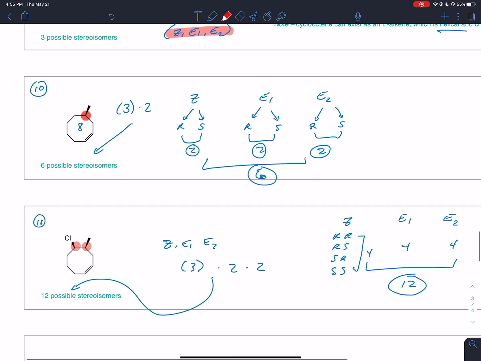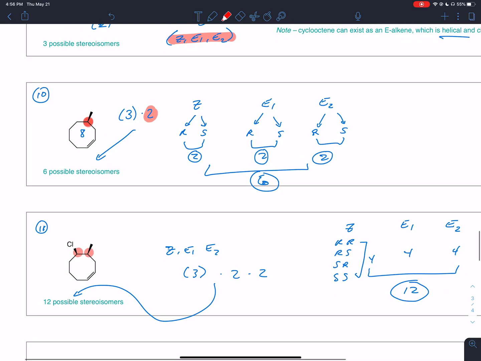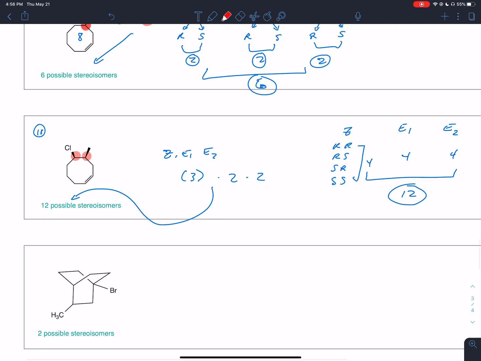If you then think about substituting that cyclooctene molecule with asymmetric centers, meaning we've added groups such that there are now asymmetric centers, you would then multiply by 2 for each asymmetric center. You multiply the 3 that we derived here by 2 for each asymmetric center. 1 asymmetric center, 3 times 2 gives us 6 possible stereoisomers. For number 11, we have 2 asymmetric centers. We'll take 3 times 2 times 2 to give us a total of 12 possible stereoisomers.